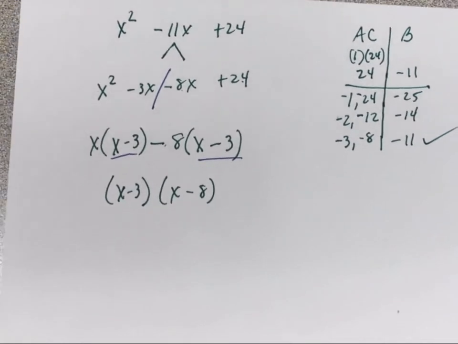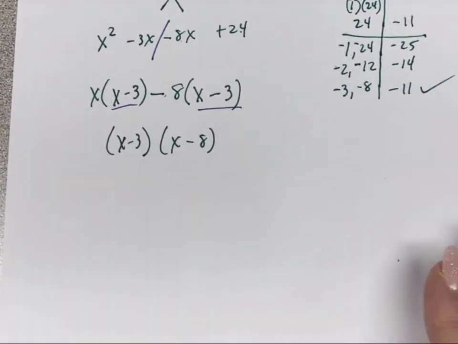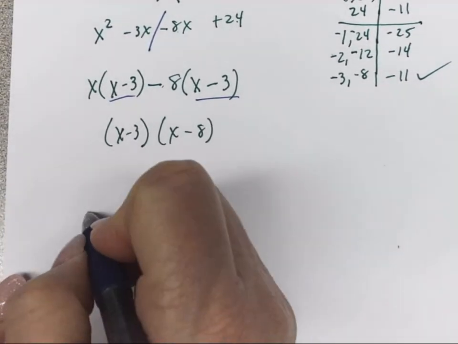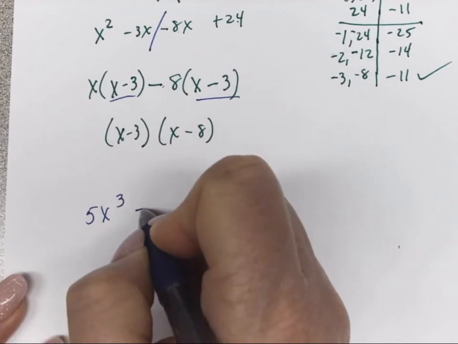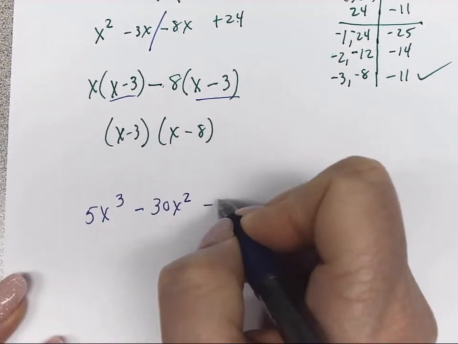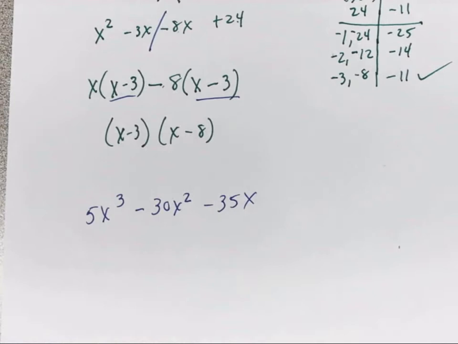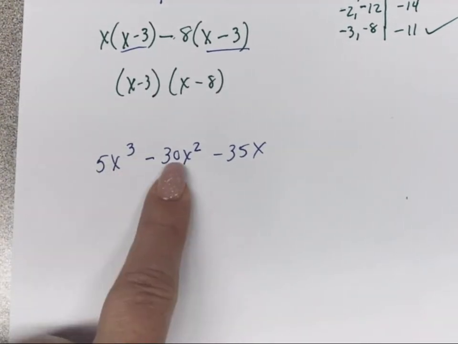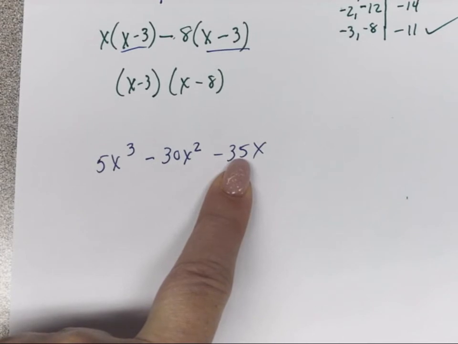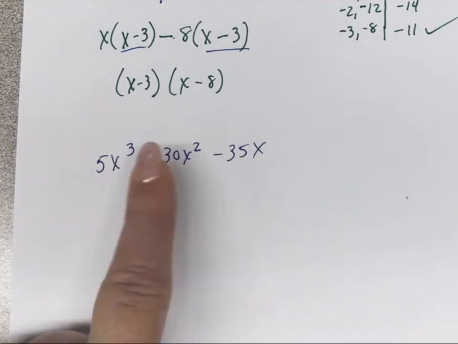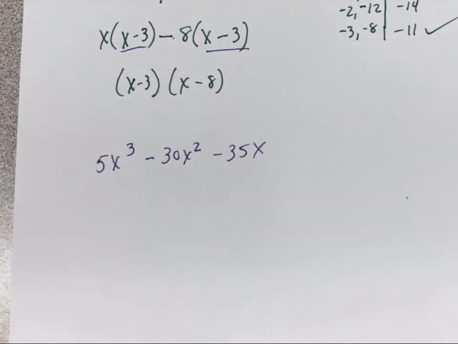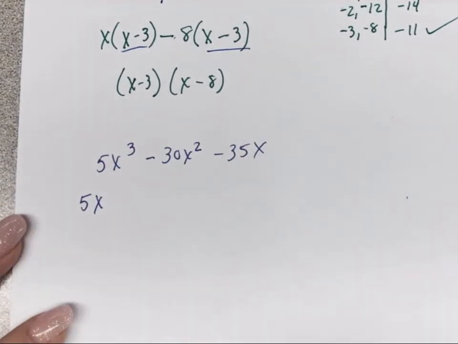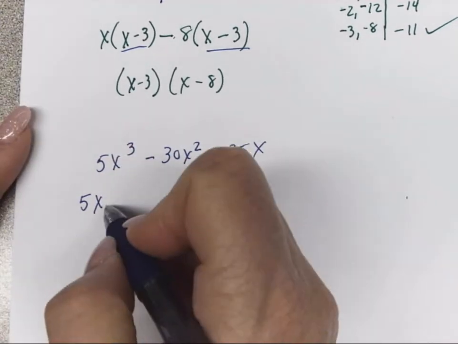All right, let's look at the next problem. So here we have 5x cubed minus 30x squared minus 35x. Okay, let's see, do we have a GCF this time? 5, 30, 35. Well, those are all divisible by 5. And x cubed, x squared, x. So this time I have a GCF of 5x because they all have those in common.